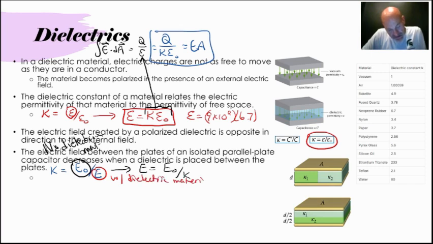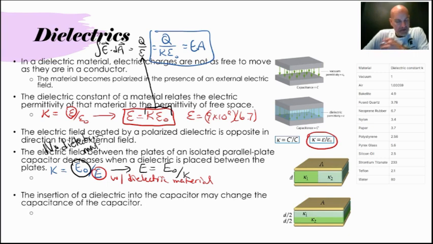So if they're looking at it without the material, they're going to call it E0, or with a subscript 0. And if they're looking for it with the material, it's just going to be no subscript. Okay, it's like final and initial. All right, now what also happens is, the second you insert the dielectric material, you're going to change the capacitance.